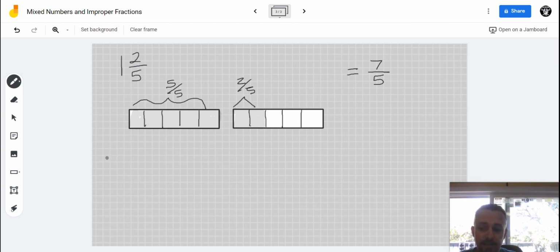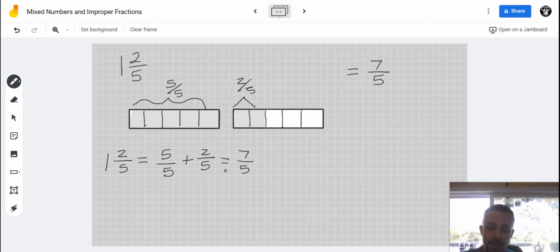Let's break it down a different way. We're going to do 1 2/5 here. You could do it mathematically with just numbers, and you don't need the pictures, although the pictures do help explain it. You can say, my denominator is 5. So I know that I'm going to have something plus 2/5, and I need 1. Well, 1 is 5/5. So you go 5/5 plus 2/5. And once I've done that, I get 7/5. So you get 7/5 when you do it that way.